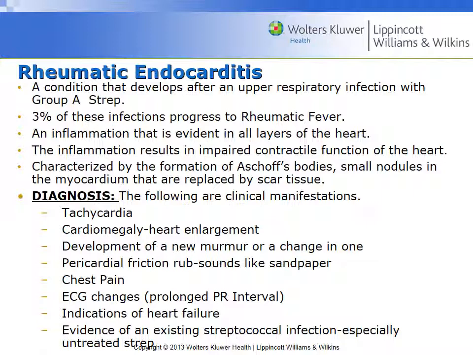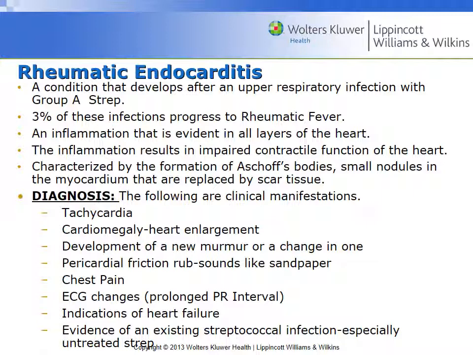Diagnosis. The following are the clinical manifestations of rheumatic endocarditis. They include tachycardia, cardiomegaly or a heart enlargement on a chest x-ray, development of a new murmur or a change in a previous one, a pericardial friction rub, which sounds like sandpaper rubbing together, chest pain, EKG changes, and this is one of those cases where a prolonged PR interval is indicative of a problem.